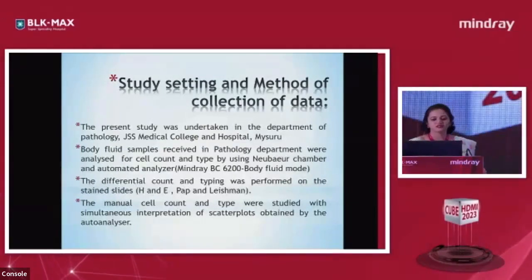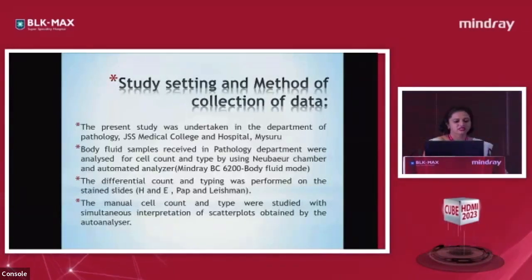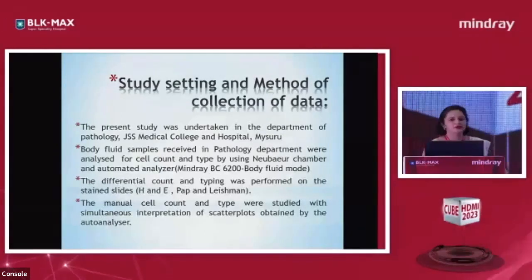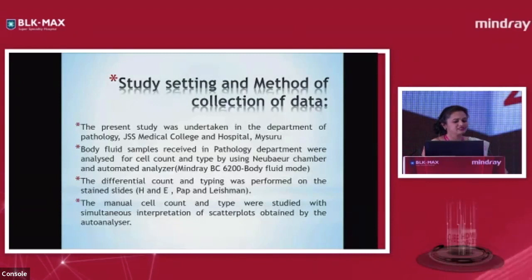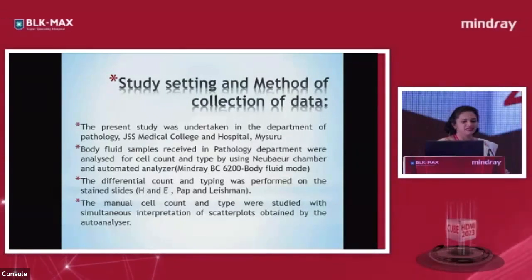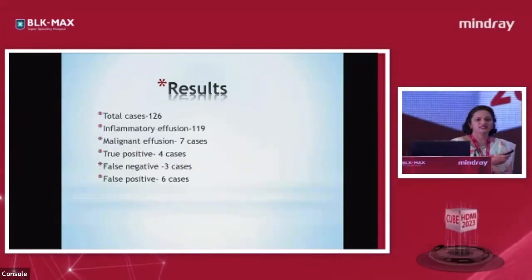Body fluid samples received in the pathology department were analyzed for cell count and cell type using a Neubauer chamber and the automated analyzer. The differential count and typing was performed on the stained slides: H&E, PAP and Leishman. The manual cell count and type were studied with simultaneous interpretation of scatter plots obtained by the autoanalyzer. And these are the results.